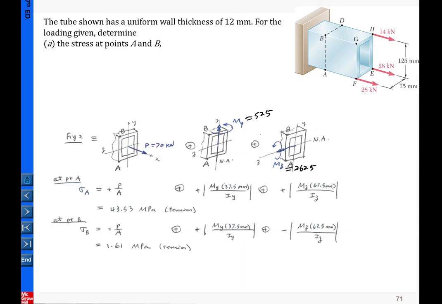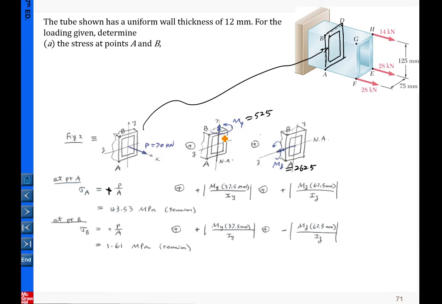With this, we now want to determine the stress at point A. Here we are showing the cross section we're talking about, and point A is here. For this case we superpose, so here is the sign. For the axial loading, the magnitude is force divided by area, and this is tension, so we put a positive sign here. And then for this case, let me highlight here.